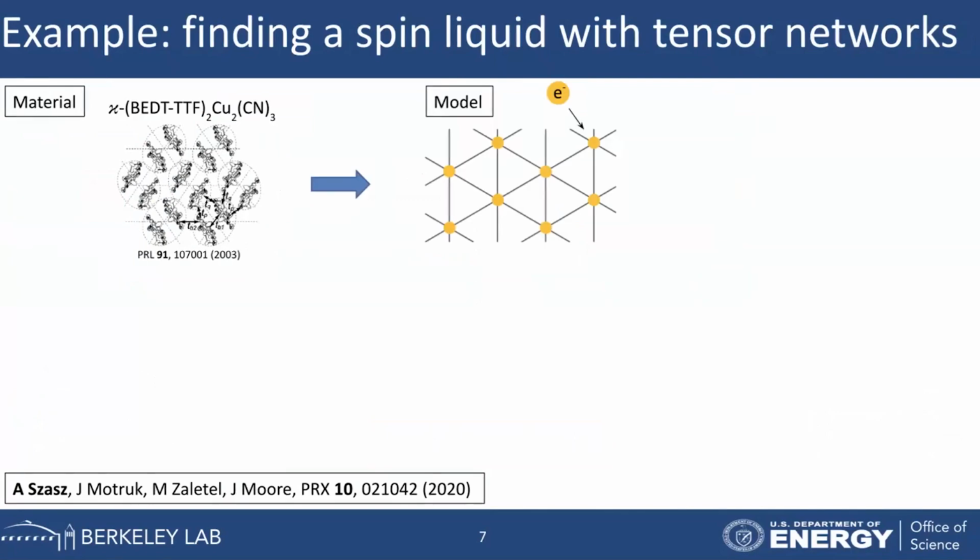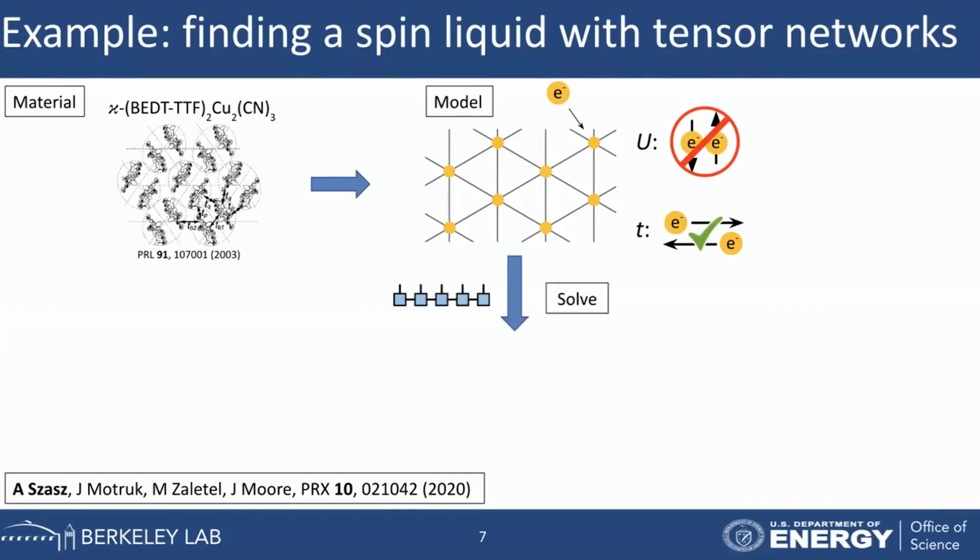And we're going to model this as a grid of triangles, and there's on average 1 electron on every site of this grid. And the electrons interact with each other. There's an interaction we call U, which says electrons are not allowed to be near each other. There's an interaction we call T, which says that electrons can move easily and freely and move past each other. And now we're going to solve this model using tensor networks.